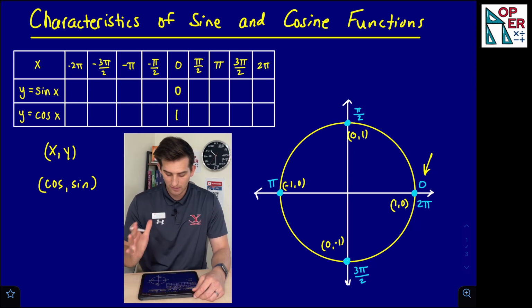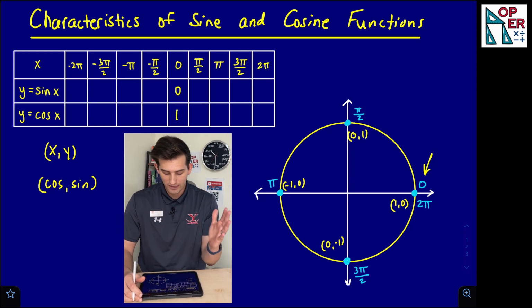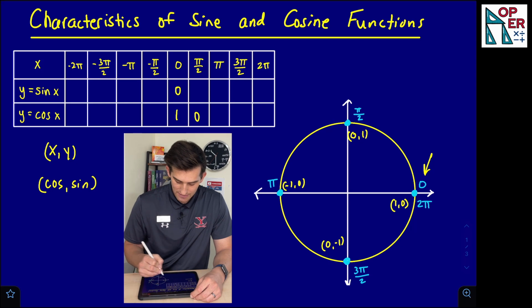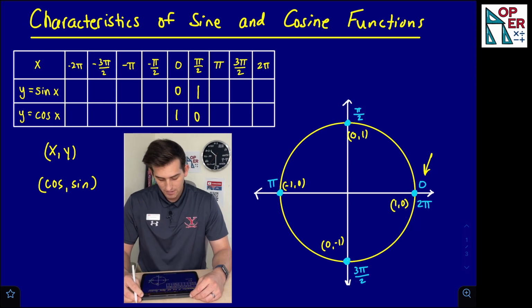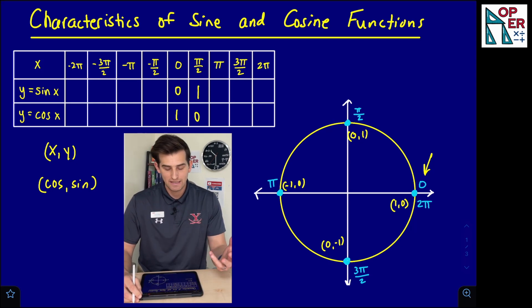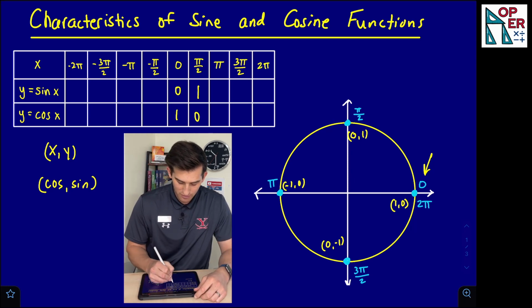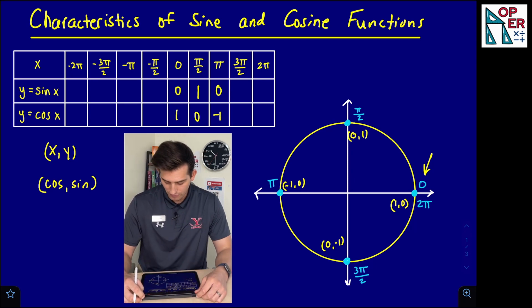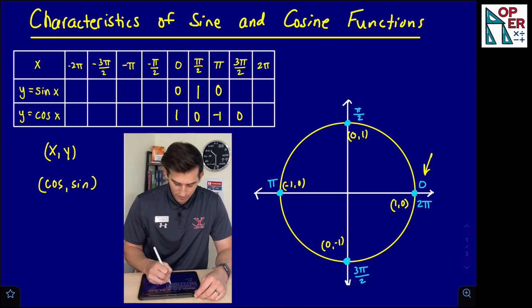Okay, so now let's go up counterclockwise to pi over 2 radians. So now we see the point 0 comma 1. So cosine would be 0, and in this case, sine would be 1. Okay, now we're going to pi, which would be our 180 degrees. So now we have the point negative 1, 0. So cosine would be negative 1, and sine would be 0. Now we continue on to 3 pi over 2 radians, which would be 270 degrees. And we see that cosine would be 0, and sine would be negative 1.